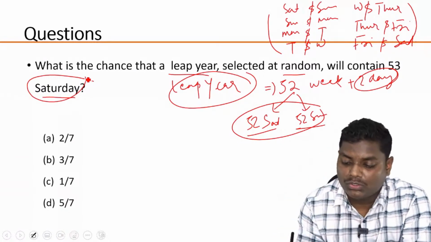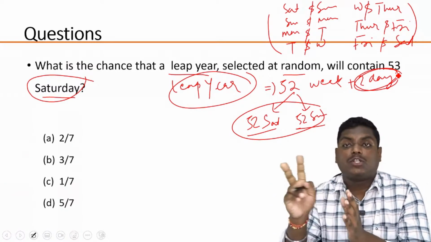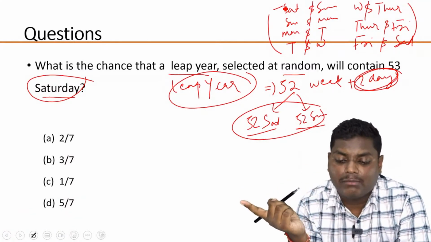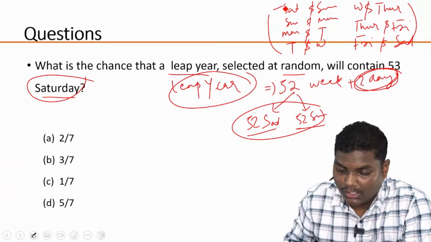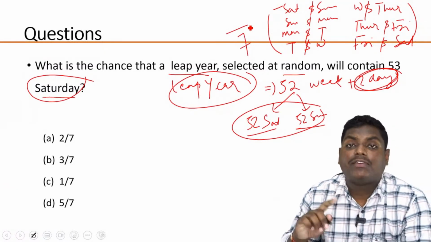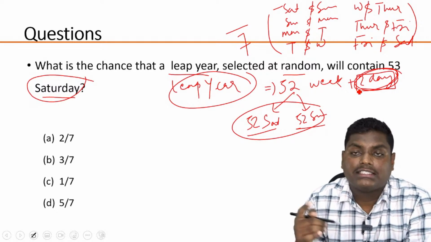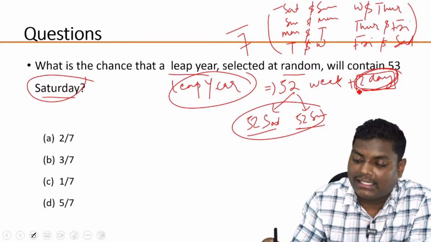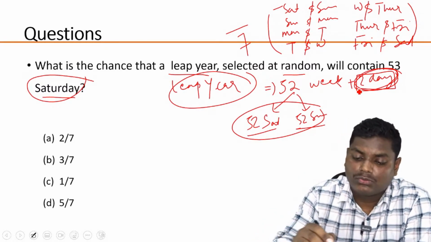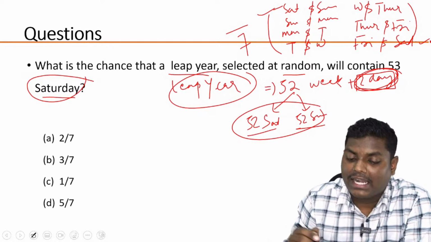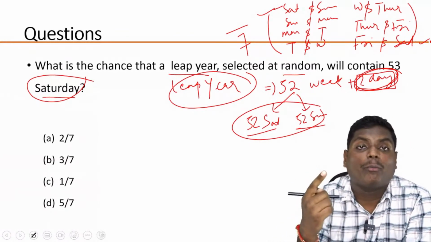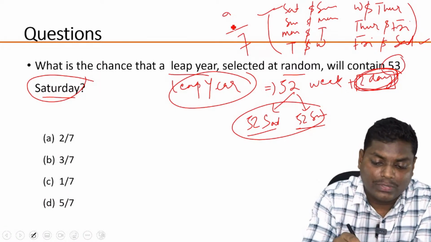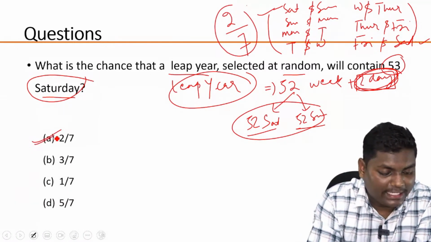The 2 extra days are consecutive, so we can have a combination of these: either Saturday, Sunday, or Sunday, Monday, and similar combinations. So basically we are having 7 different combinations that can fit into these 2 days. Now you can see what is the possibility of getting Saturdays. We just need one more Saturday. So Saturday and Sunday can be a combination, and Friday and Saturday can be a combination. So out of these 7 combinations, we can have 2 combinations which give 53 Saturdays. So basically it is 2 by 7. That's how we are getting 2 by 7.